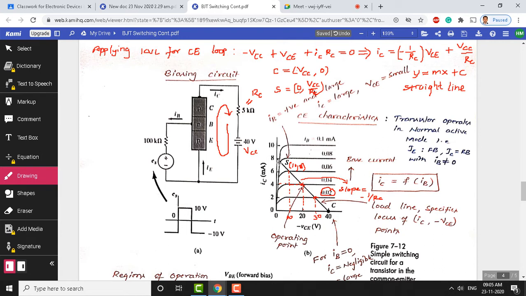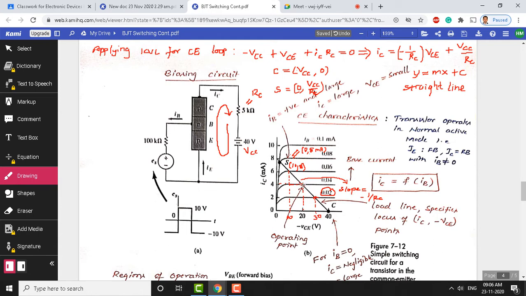And look at S now, S is very close to the y axis, the S coordinate is already given here. So what is the S value? The S coordinate is 0 comma VCC by RC. Yes, sir. 40 by RC, 8 milliampere, right? So this gives you, if you identify or locate any intersection point, it's very easy to get the collector emitter voltage and collector current from this intersection here.